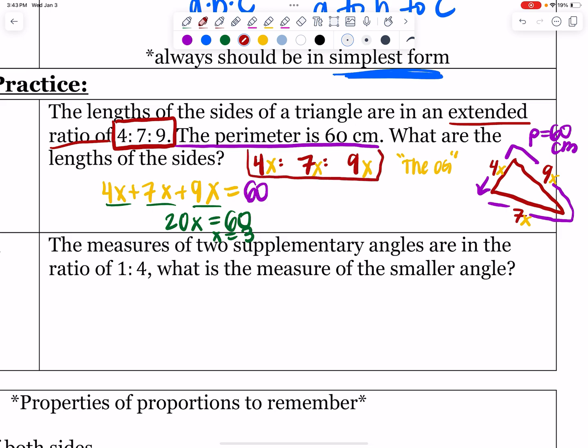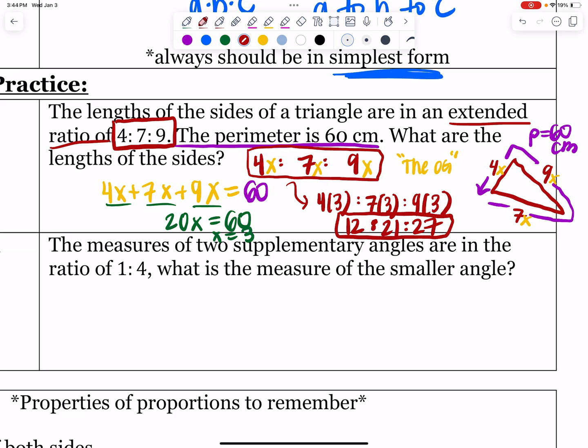And why does that help me? Because if I know what x is, I get to plug that in to the original: 4 times 3 to 7 times 3 to 9 times 3. Those are going to be my original side lengths. So I'm going to do that math. That's 12 to 21 to 27. So my original side lengths were 12, 21, and 27. And those do, in fact, have a perimeter of 60 when I add them all together.